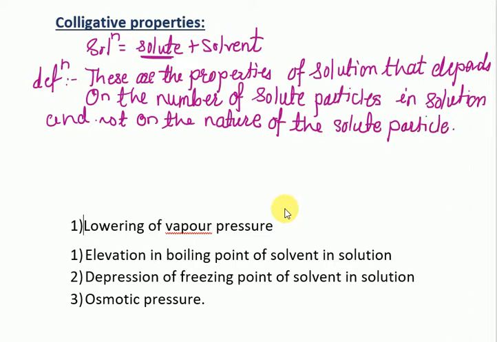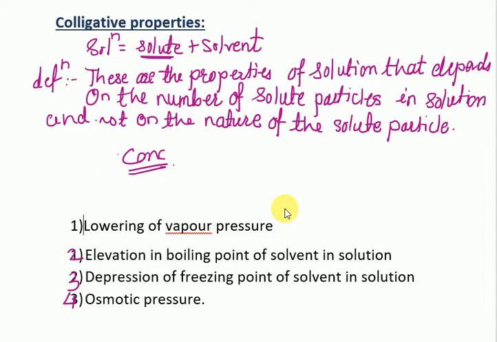Not on the nature of solute particles means the colligative property changes with the concentration, right? The number of solute particles means the concentration. As the concentration changes, the colligative property also changes. There are four colligative properties. First is the lowering of vapor pressure. Second is the elevation in boiling point. Third is the depression of freezing point of the solvent in solution, and the fourth is the osmotic pressure.